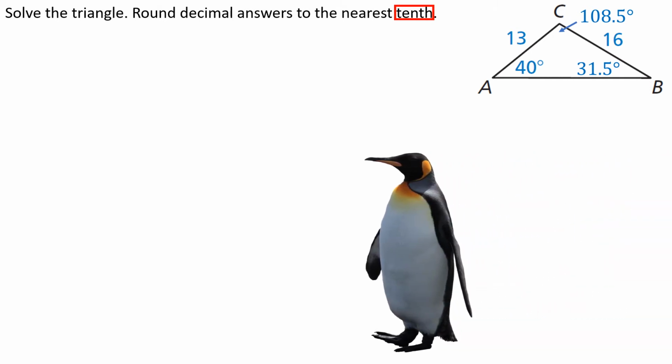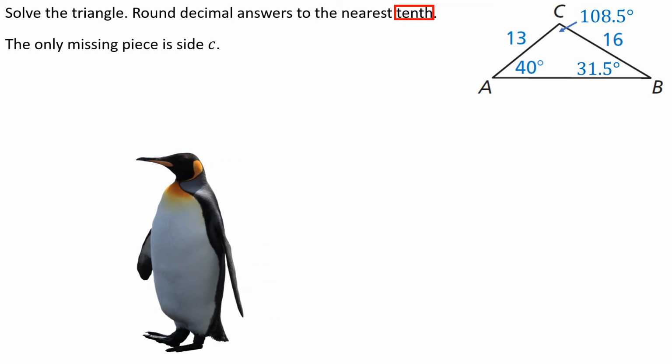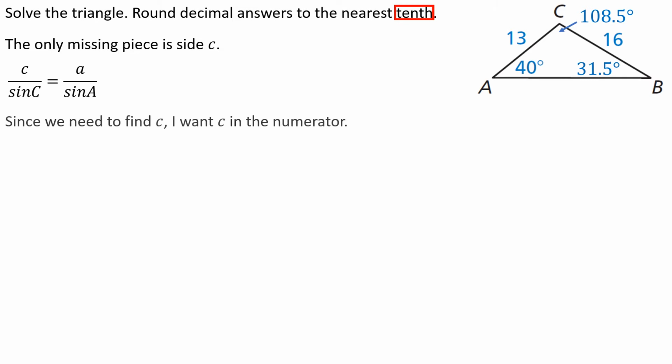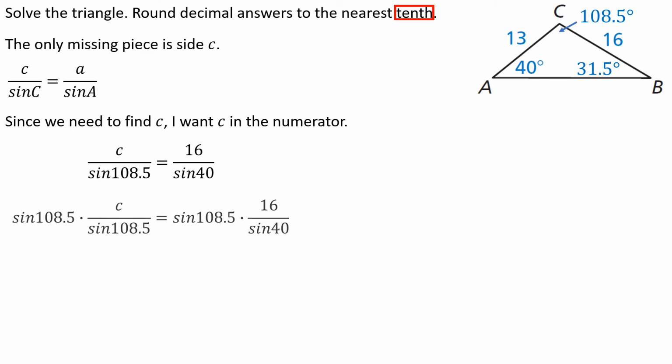So we got an emperor penguin wandering on by. And so how am I going to find side C? I cannot use the Pythagorean theorem. I don't have a right angle. So instead, I've got to go back to the law of sines. And again, since I'm looking for side C, I want that C in the numerator. Plug in the three values I know to isolate the variable C. Let's multiply both sides by the sine of 108.5 degrees.